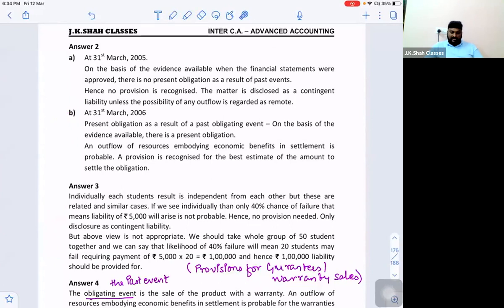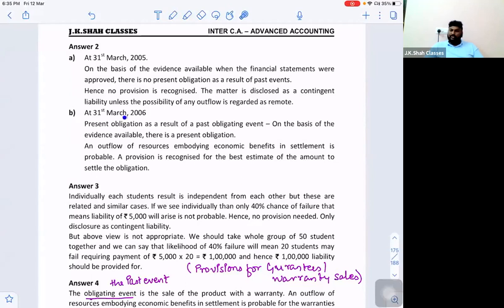Answer number 2, as on 31st March 2005. On the basis of the evidence available when the financial statements were approved, there is no present obligation as a result of a past event. Hence, no provision is recognized. The matter is disclosed as a contingent liability unless the possibility of any outflow is regarded as remote. But in the question they have clearly given that it is a possible event. So if it is possible, there is no need to consider it as remote either.